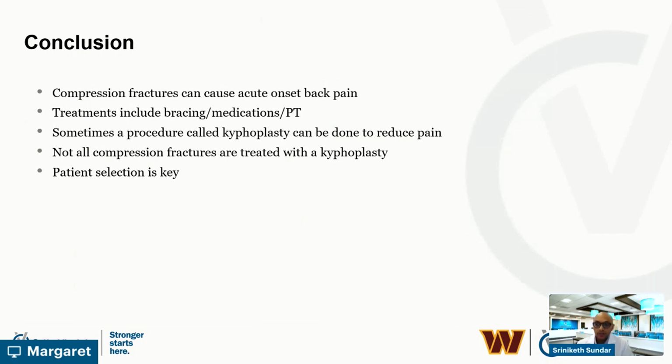So in conclusion, compression fractures or fractures of the spine can cause acute onset back pain. We could do physical therapy, bracing, medications, and if that fails, we could do a minimally invasive outpatient procedure called a kyphoplasty to help reduce the pain and provide some stability and balance to the spine.